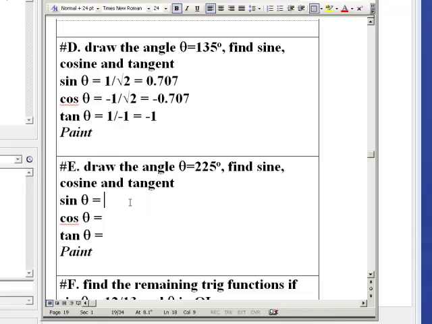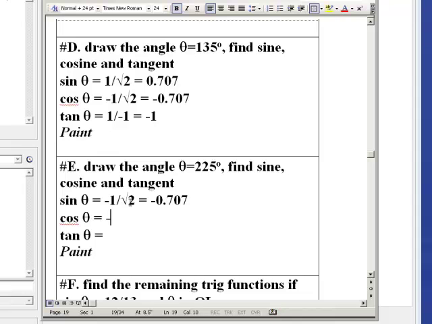In the third quadrant, the sine has to be negative, and it's going to be, for example, negative 1 divided by the square root of 2, negative 0.707. And I better double check myself on that. Yep.